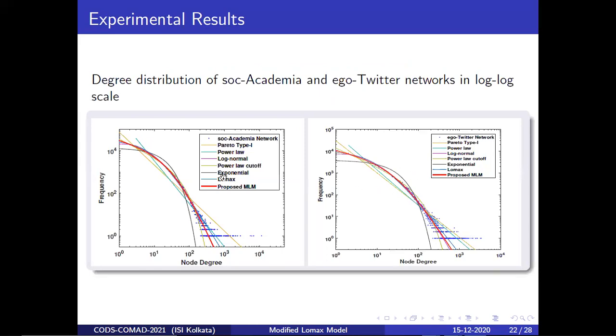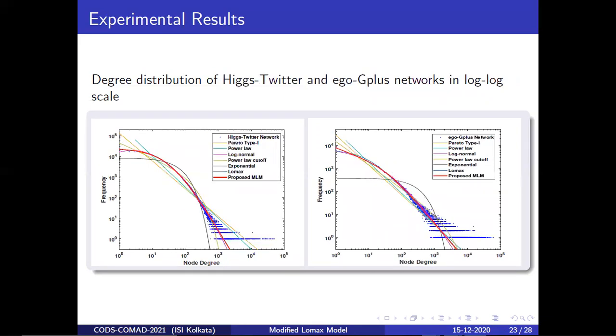As you can see, for the fitting of these network datasets on the log-log scale, our proposed distribution, represented by the red lines, provides better flexibility and also a better fit for the network datasets considered in this study. As you can see, all the graphs suggest the same.